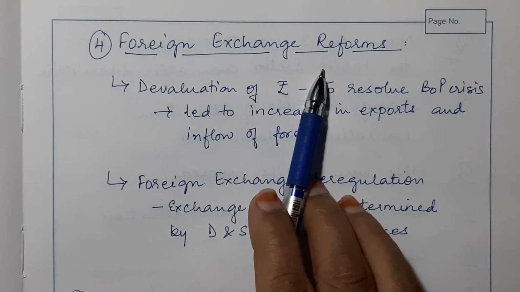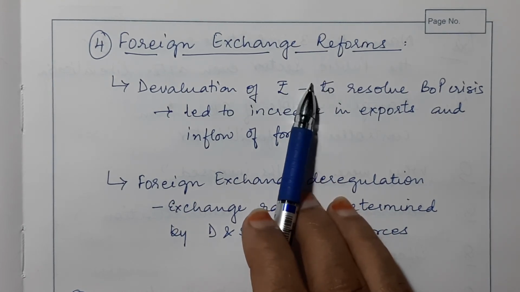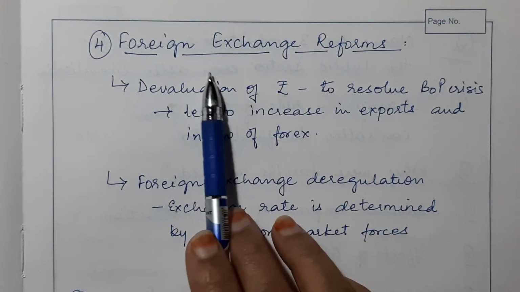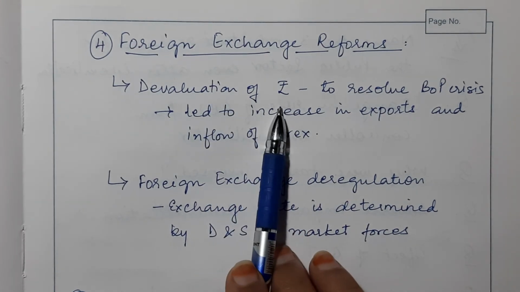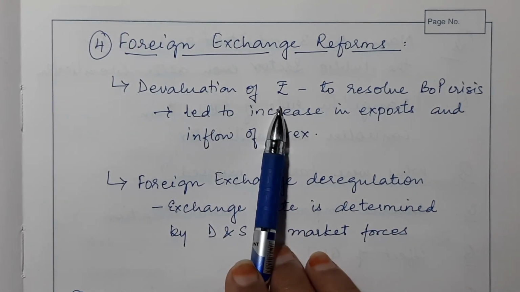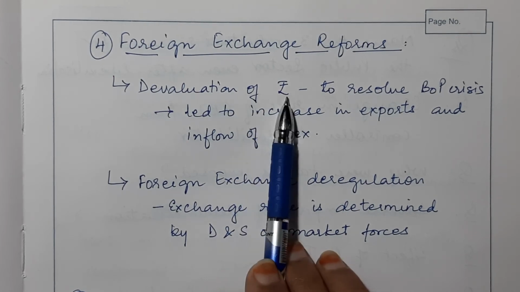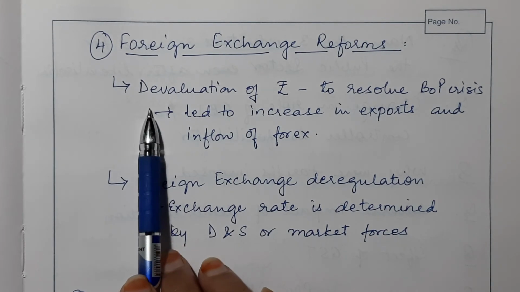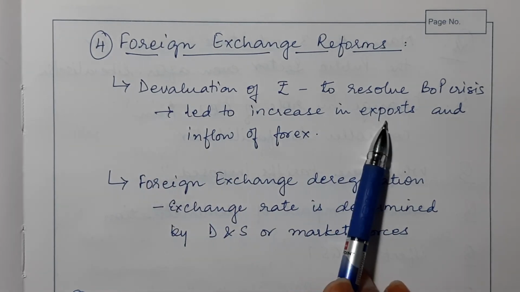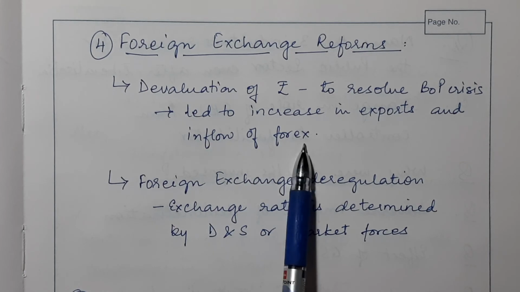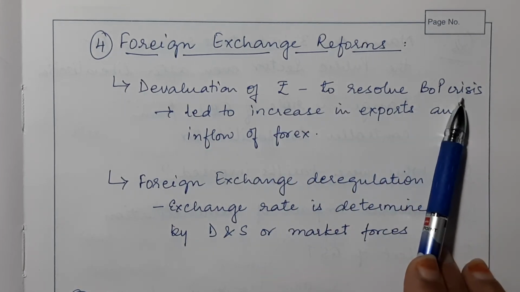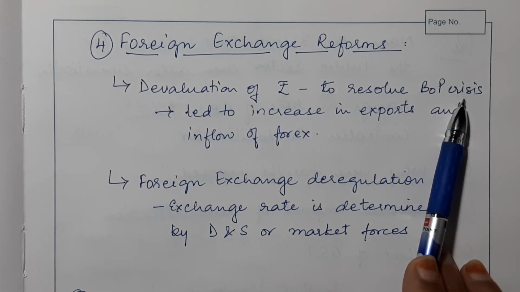Now reforms in foreign exchange, or external sector reforms we can call it. Under this, the rupee was devalued. Devaluation of the rupee increases the value of the foreign exchange. That means when the rupee is devalued, the value of the other currency increases. So what happens? This leads to an increase in exports and inflow of foreign exchange. This was done to resolve the balance of payment crisis.